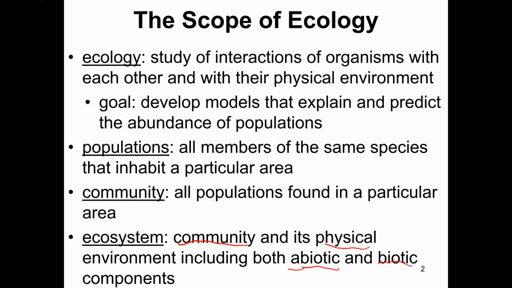Like competition for food would be a biotic component, whereas an abiotic component would be something that is like the weather, okay?